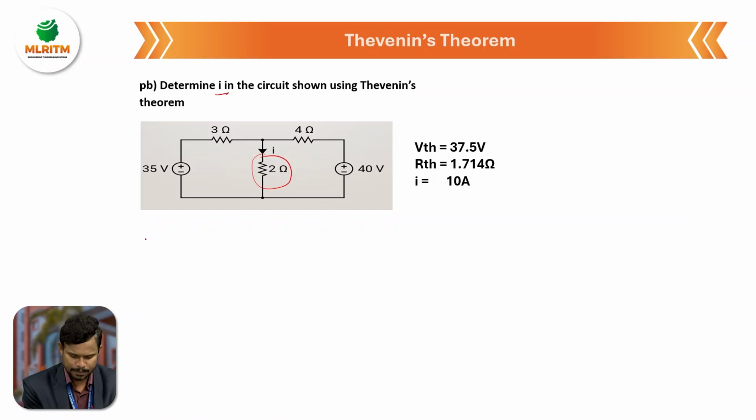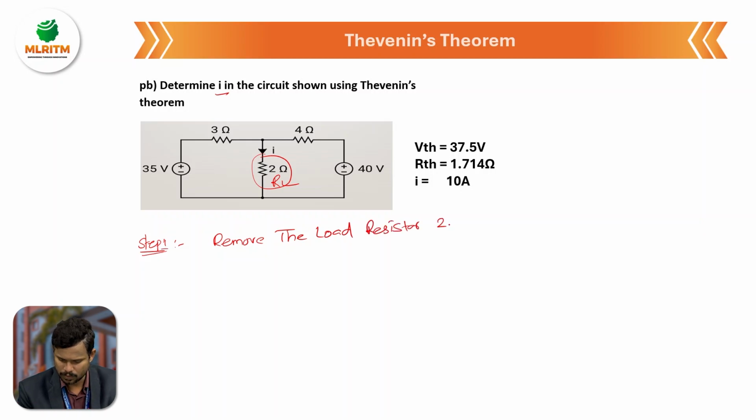Now for that, step number 1: remove the load resistor. The resistor where we are calculating the load current is called the load resistor. So remove this 2 ohm resistor and redraw the circuit diagram. Plus minus 35 volts is a voltage source. This is a 3 ohm resistor, and we remove this load resistor.